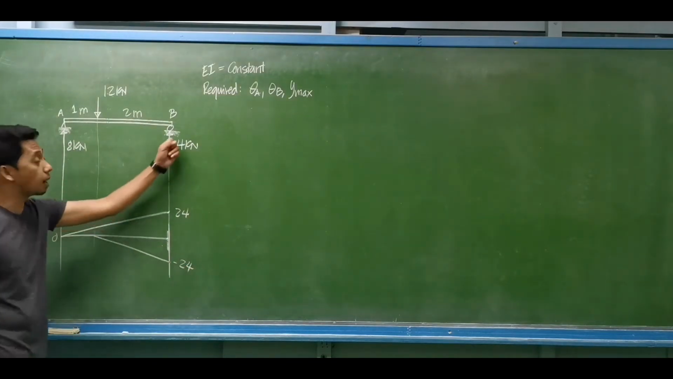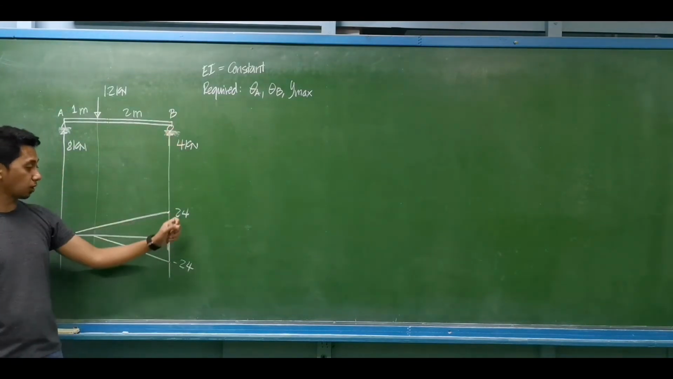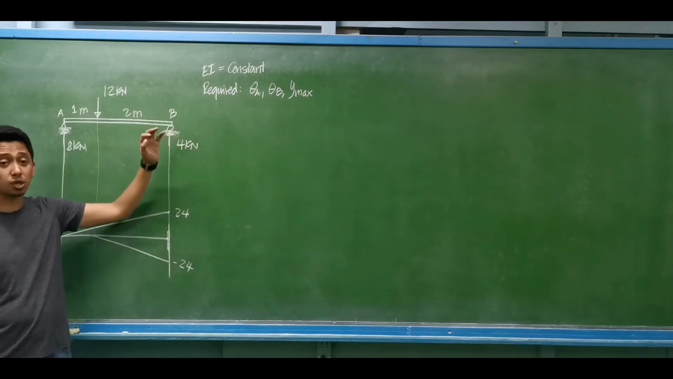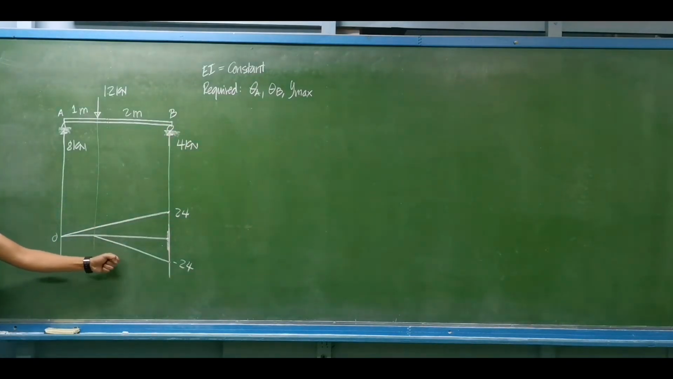This is negative area moment, so negative 24. As a check, since point B is a roller support, there should be a 0 moment at this point. So 24 plus negative 24 is 0. 0 moment for a roller. So this will be the equivalent moment diagram if you are using the area moment method.